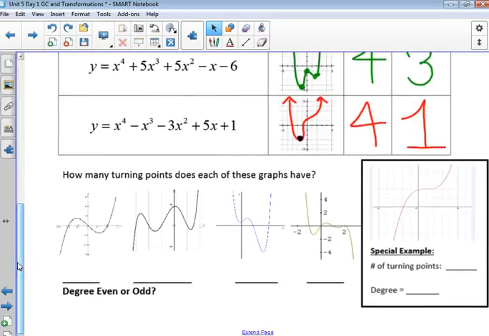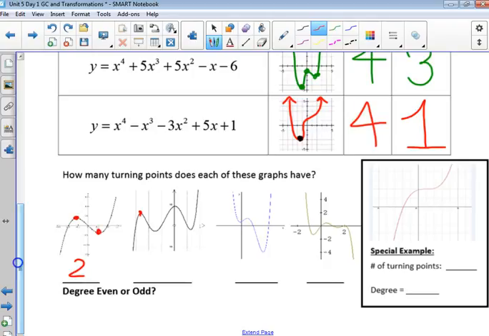Look at the bottom part. How many turning points does each of these graphs have? So, how many turning points are here? 1, 2. Okay? What about this one? 1, 2, 3, 4. You guys did this already? Am I going slow? 1, 2, 3. 2, 3, 4. Yeah, be careful with that.